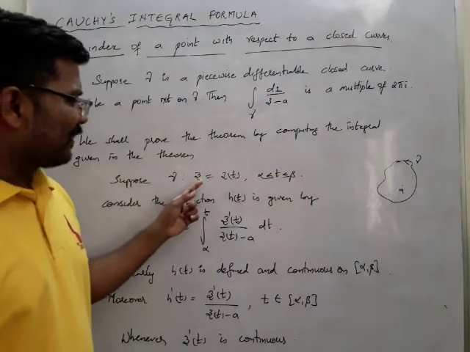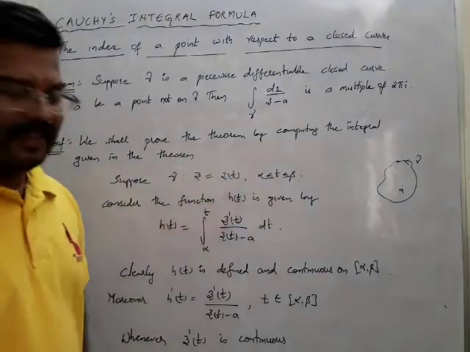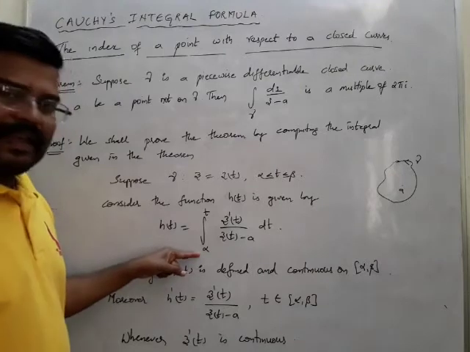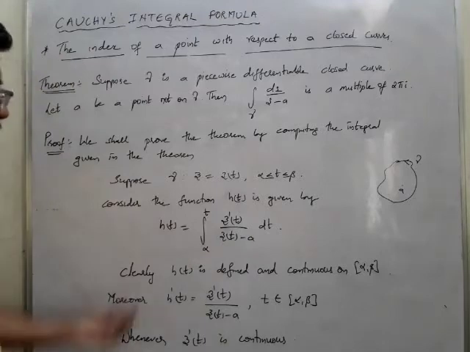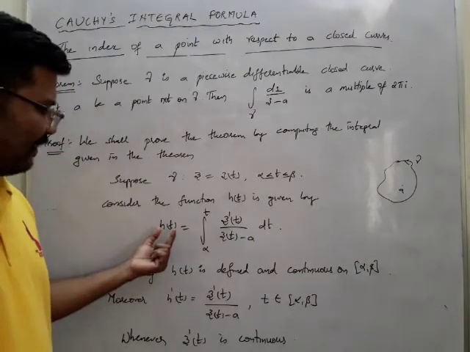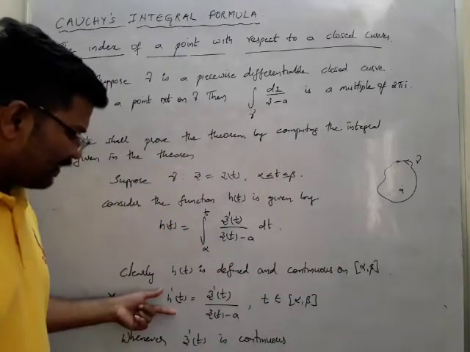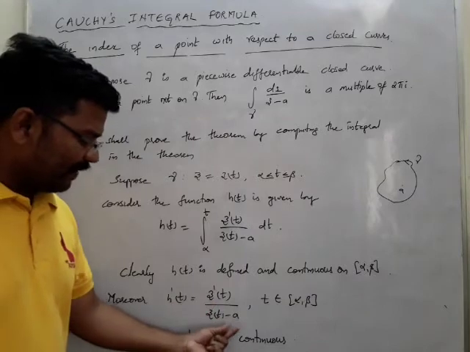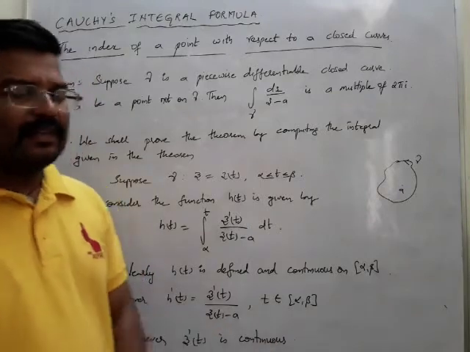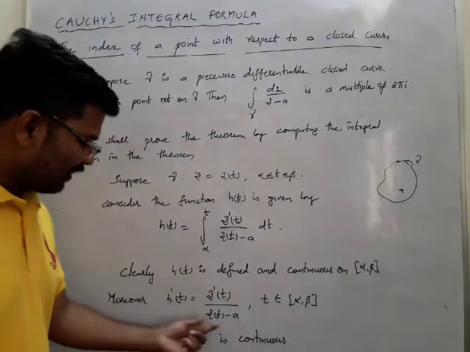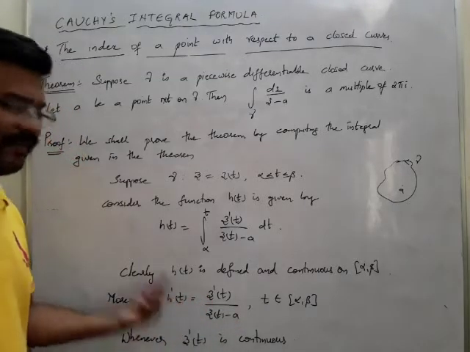Suppose gamma is z equal to z of t, where t lies between alpha and beta, and we consider a function h of t equal to the integral from alpha to t of z dash of t by z of t minus a dt, where h of t is defined and continuous on the interval alpha comma beta. Therefore h dash of t is z dash of t by z of t minus a, where t belongs to alpha comma beta and z dash of t is continuous. Now we take z of t minus a to this side, and we get z dash of t.